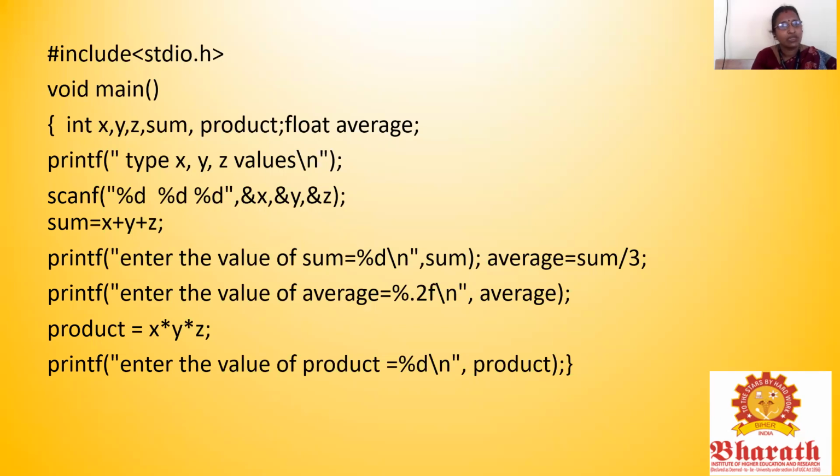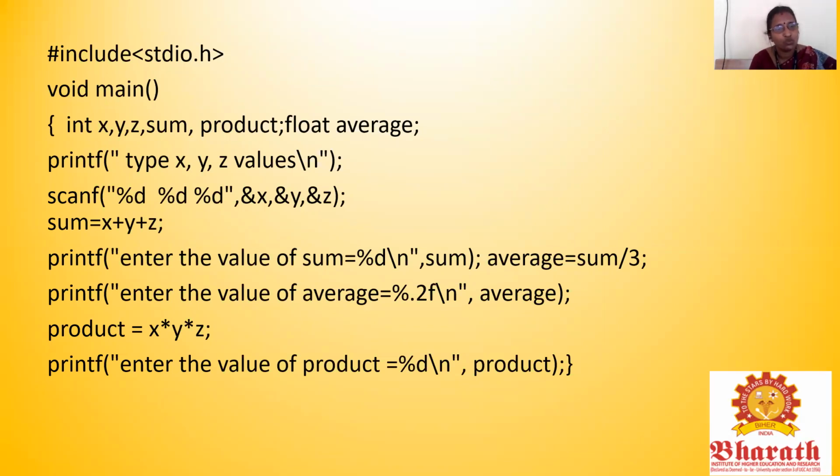So include stdio.h, void main. What we are doing here, we are declaring the integer variables x, y, z, sum value and product value, and here average is a floating point variable. So now we are getting the input values x, y, z from the keyboard. Find the sum value as x plus y plus z. Then print the sum value, and then find the average. Calculate the average. Average is nothing but the sum value by 3. Then print the average value.